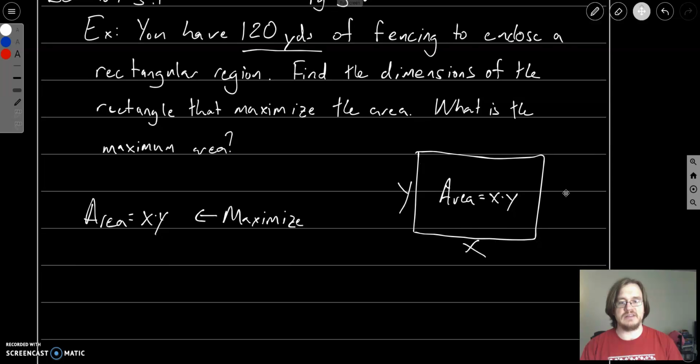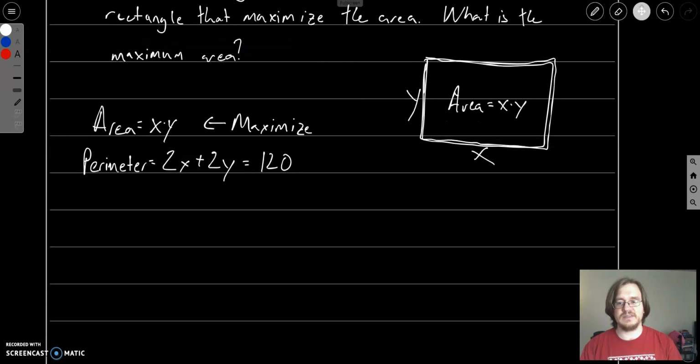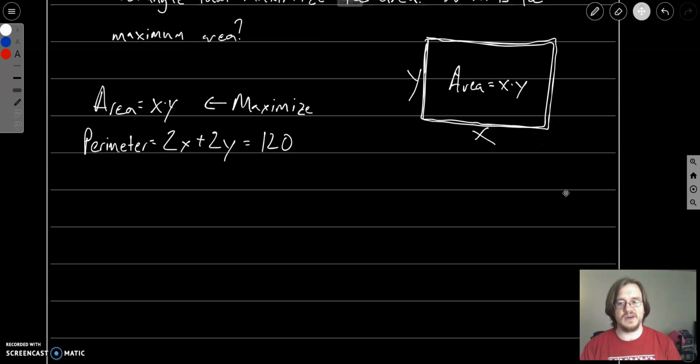So that means that 120 yards has got to last us the entire perimeter of our rectangle. So the perimeter of a rectangle, well, there's going to be two side lengths that are x long. There's going to be two side lengths that are y long. So the perimeter is just going to be those two side lengths plus those two side lengths. And all of that has to add up to 120. So this gives us a relationship between x and y.